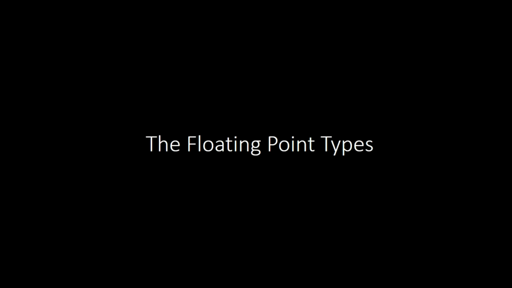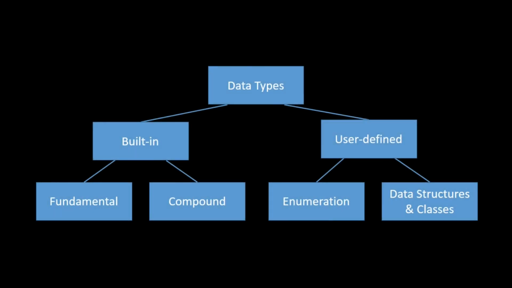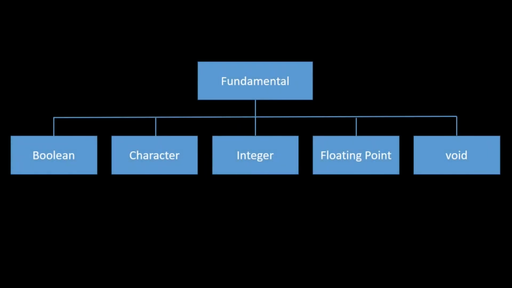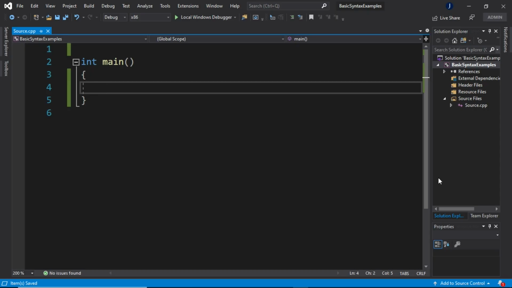Now let's introduce the floating point types in C++. Again, just to orient ourselves, we're discussing the fundamental types in C++. Among these fundamental types are the floating point types. With the floating point types, we have three different fundamental types that are used to represent floating point numbers.